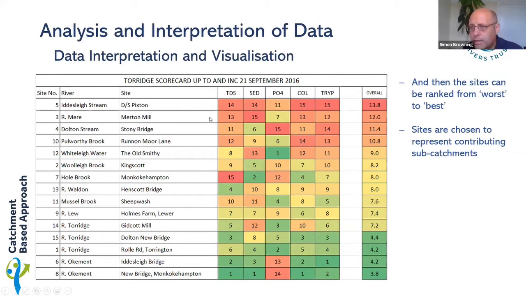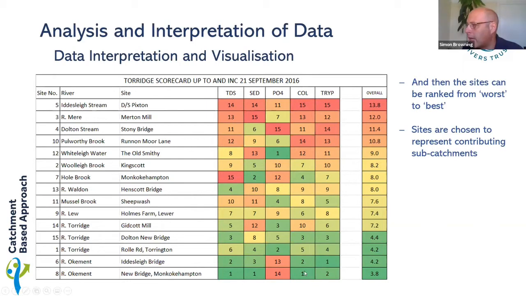And this picks out some interesting things. So this was done over about 15 surveys over around about a year, I think. So quite a good sort of baseline of what's going on. The point of this was about targeting interventions really. And what's quite interesting is you can see that, say, site number 5, Iddesleigh Stream, is coming out top overall. It's ranking quite highly, as in bad, across the whole scores.